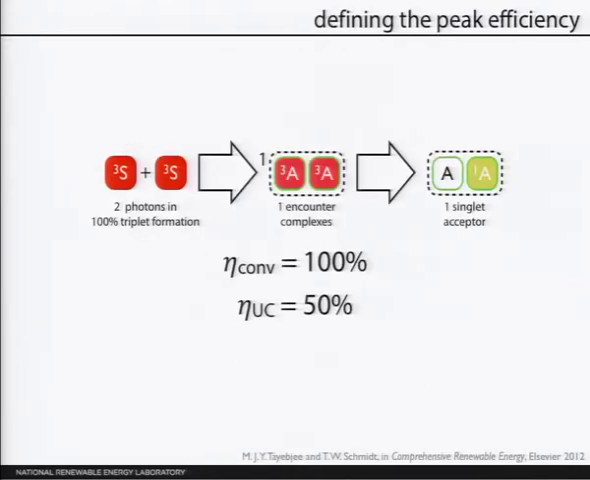One thing that we need to do is to define the peak efficiency. If we start out with our original idea that we have two photons in, we can generate an encounter complex, and if that encounter complex gives us one singlet acceptor, that gives us essentially a photon conversion efficiency of 50%, and that's the peak photon efficiency that we can get. I'm going to define a conversion efficiency as the efficiency of the number of encounter complexes that give rise to a high-energy photon. So in this case, one encounter complex, one photon, that's an efficiency of 100%.